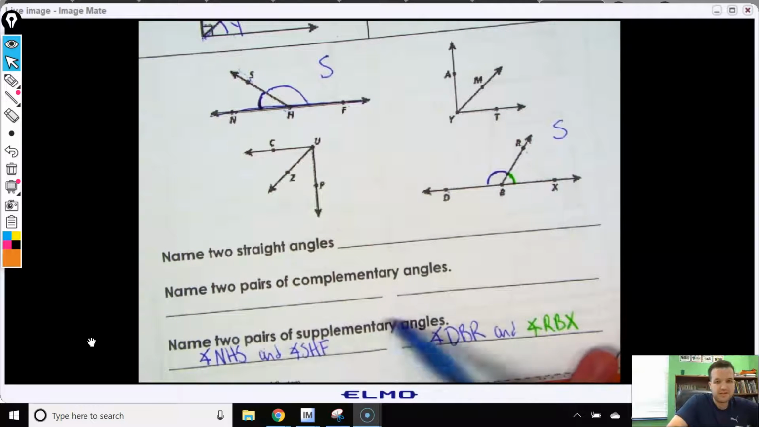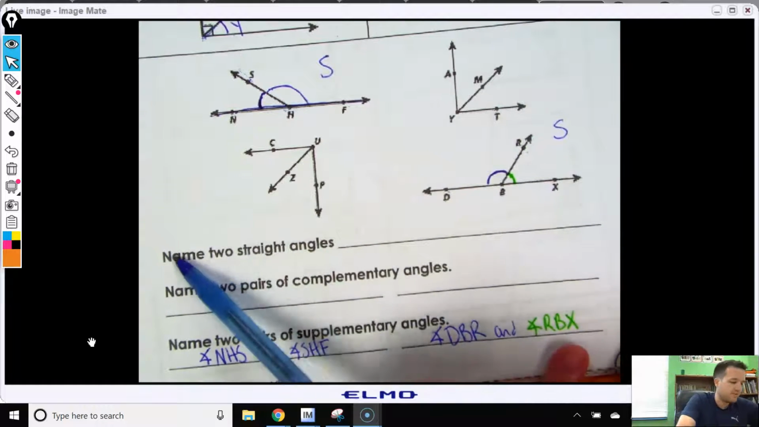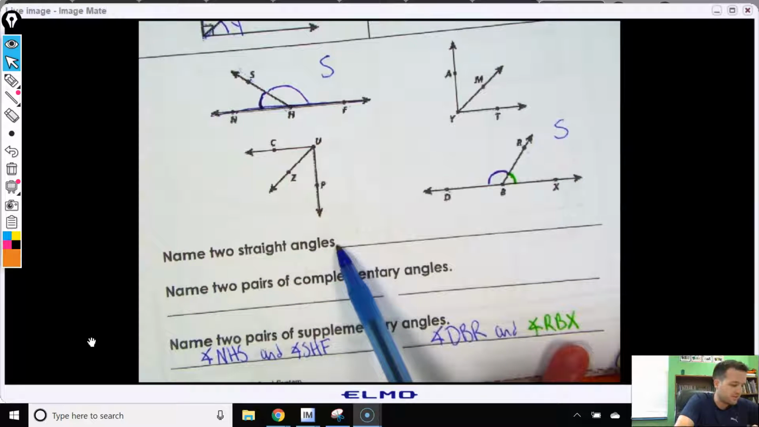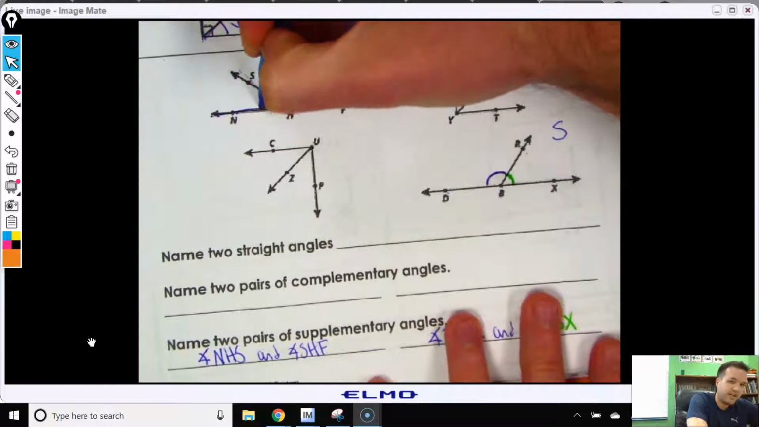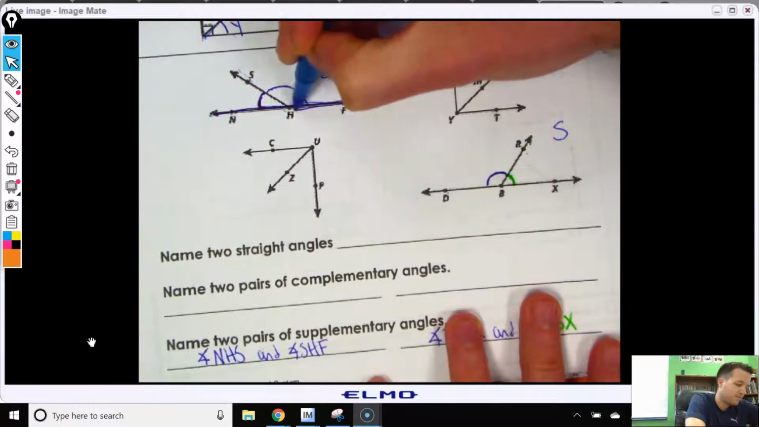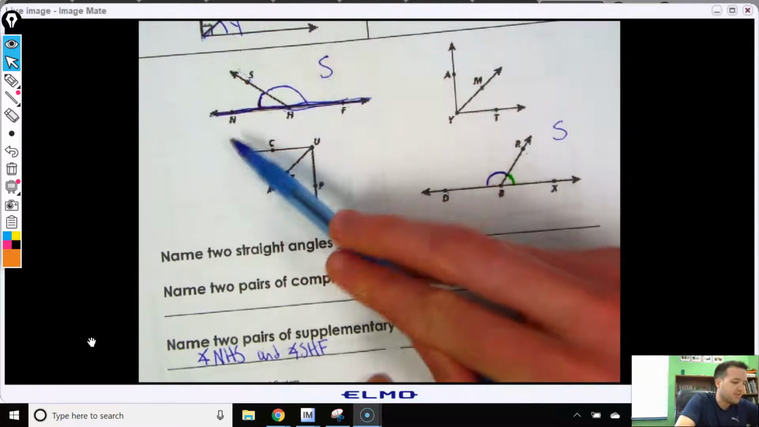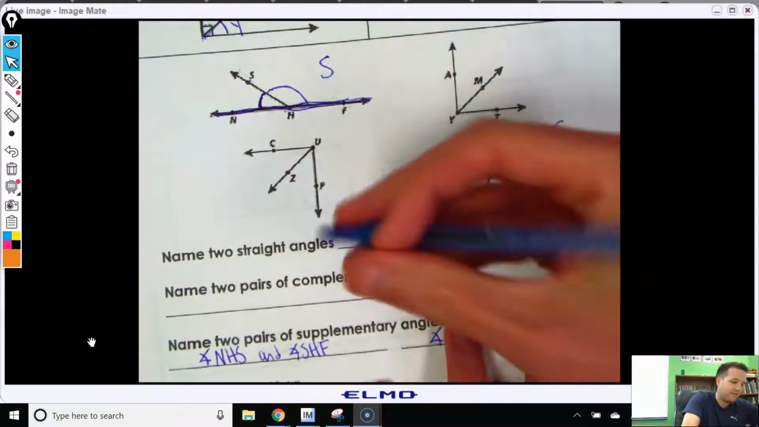So I apologize, we kind of jumped down to the bottom of the worksheet, but we're going to go back up to here. Name two straight angles. Well, one of the straight angles we've already talked about is this guy right here. Forms exactly 180 degrees. That'd be angle NHF.